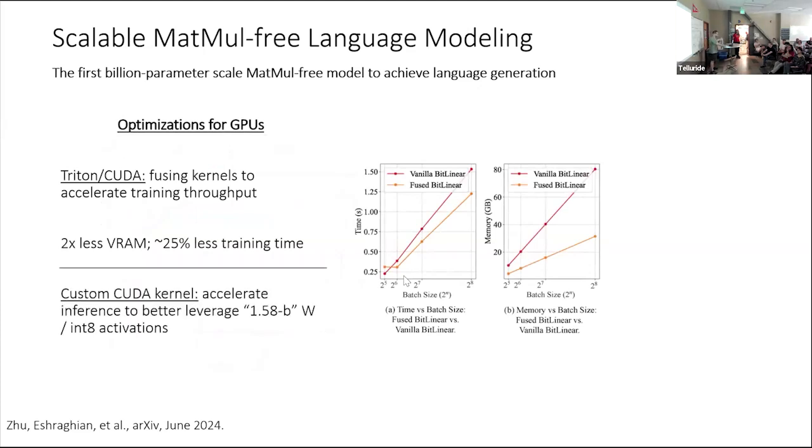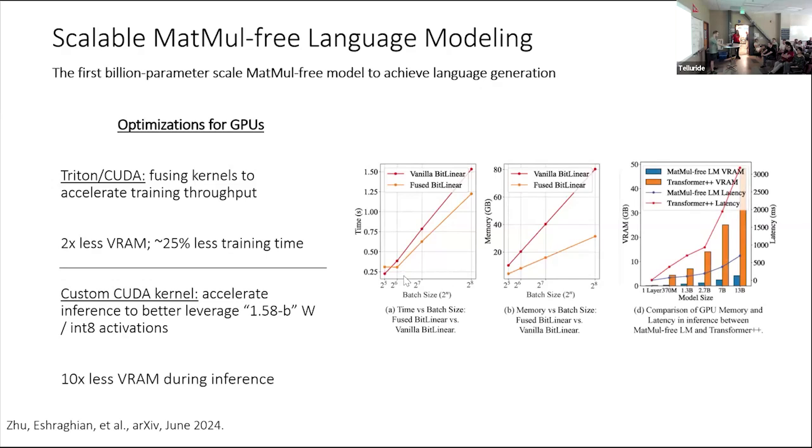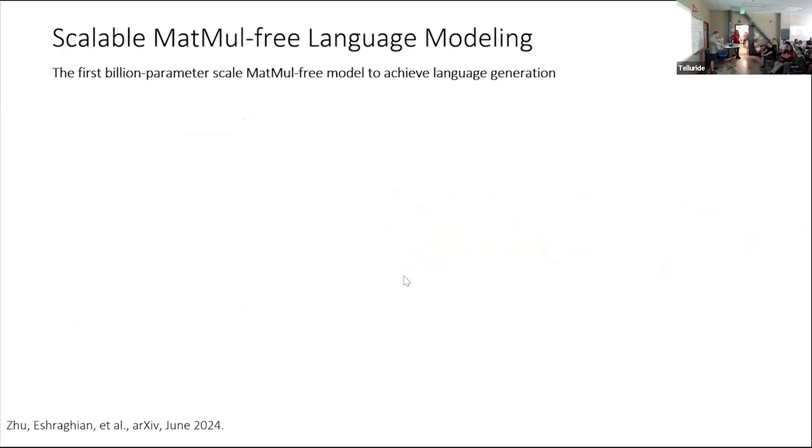So we built some custom CUDA kernels that did fused operators with layer normalization along with BitLinear layers that use ternary parameters. That helps get a speedup of 25% for training and a more effective use of your VRAM. And we also wrote a custom CUDA kernel to do inference better. Cool. 10x less VRAM during inference there.